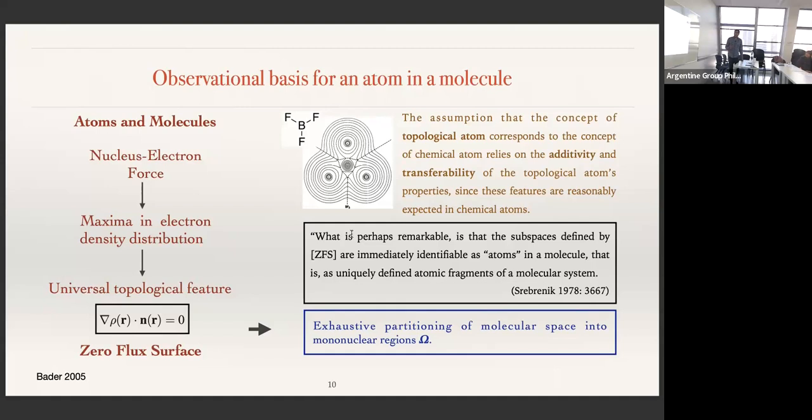Then, the assumption that the concept of topological atom corresponds to the concept of chemical atom relies on the additivity and transferability of the topological atom's properties, since these features are reasonably expected in chemical atoms.